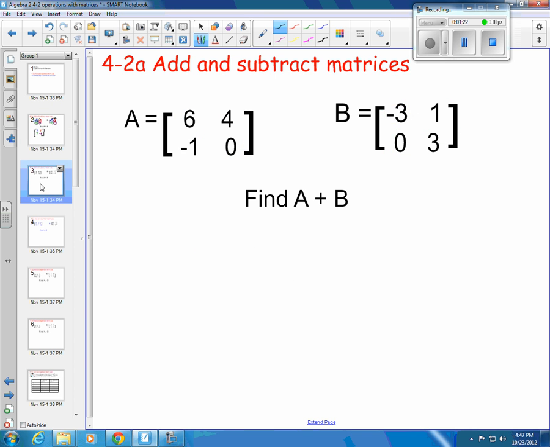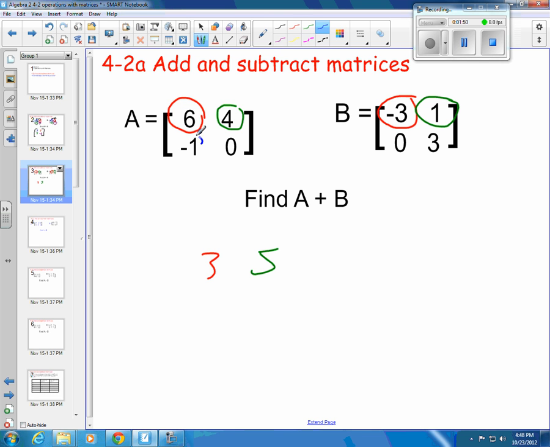Let's look at another example. So again, we make sure that they're the same exact dimensions. So this is a 2 by 2, and this is a 2 by 2, so this does work. And then we're going to just follow it through, adding every same element together. So this is element 1, 1, element 1, 1, 6 plus -3 is 3. Element row 1, column 2, row 1, column 2, so 4 plus 1 is 5.